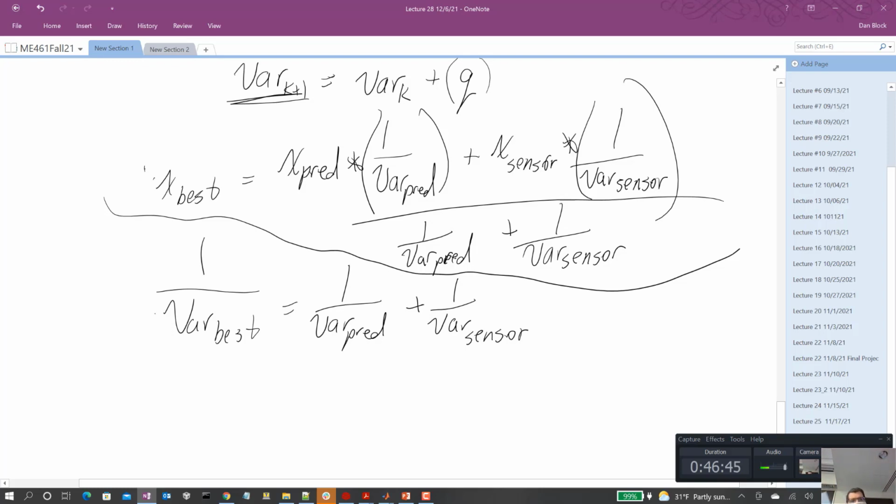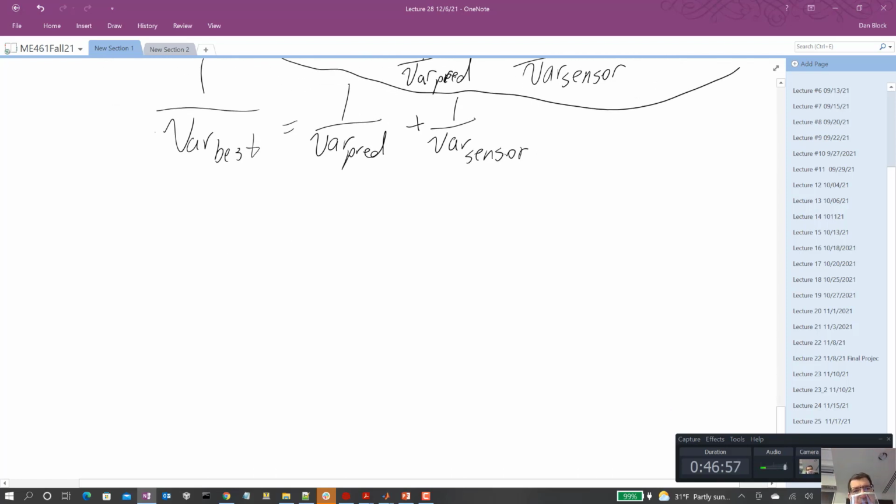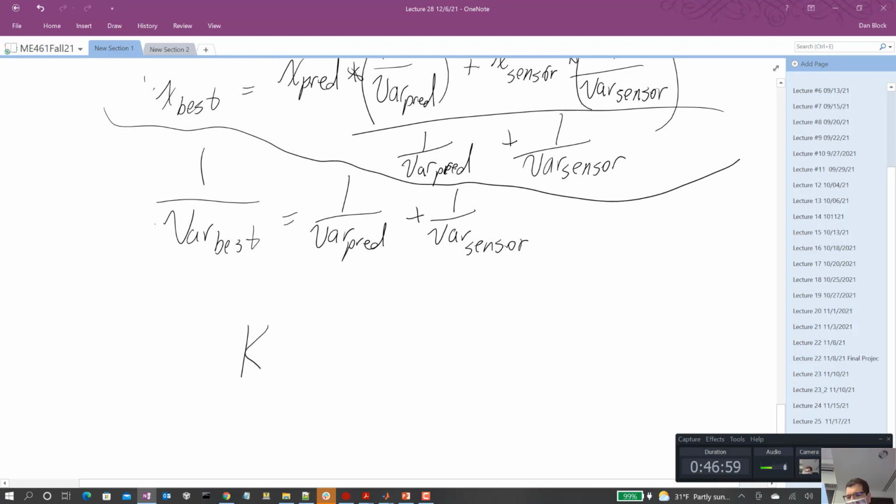We want to know what our new best prediction is, given that new measurement. Well, okay, and I'll go into this a little bit more next time, but I'll go through the math a little bit just so it's not magic to us. If we say that k is equal to the variance of the model or prediction divided by the variance of the prediction plus the variance of the sensor, we'll find that this falls in line.